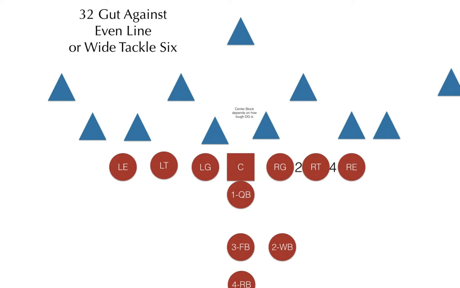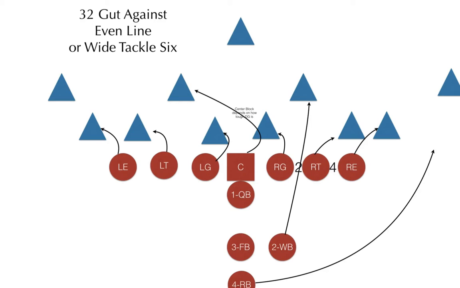Here's the 32 gut. Here's the proper way to gut. You know, we're going to have some shifts on this too, but here's the proper way to block the 32 gut. Everybody has a man. The tight end has the outside defensive end. The right tackle has the outside defensive tackle.